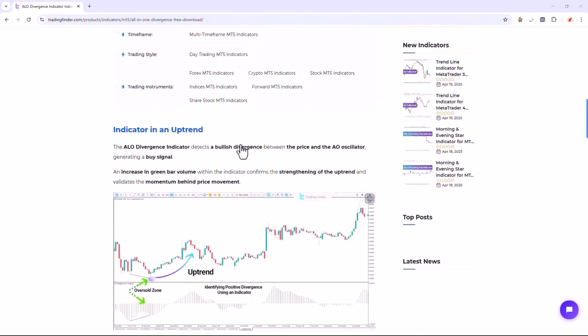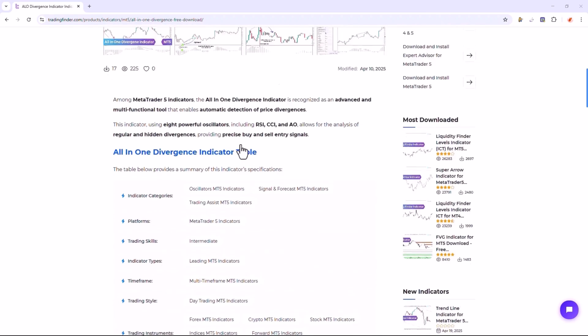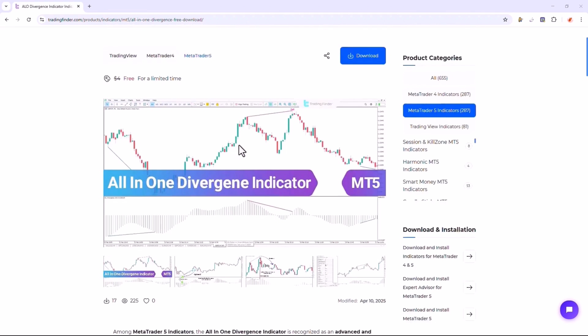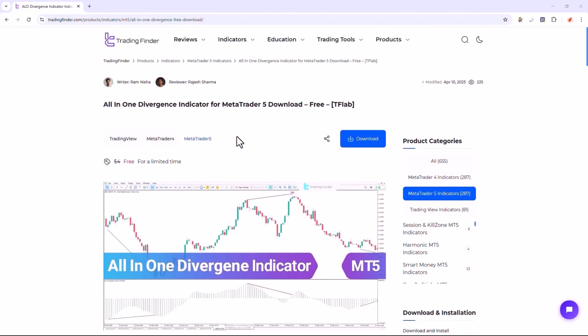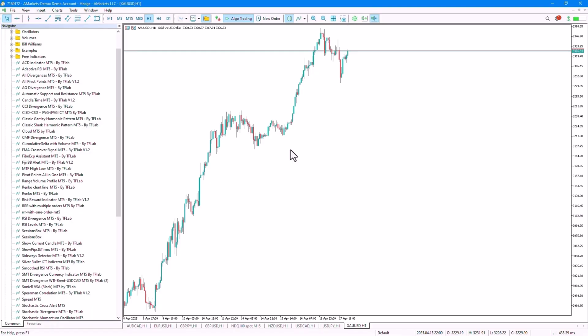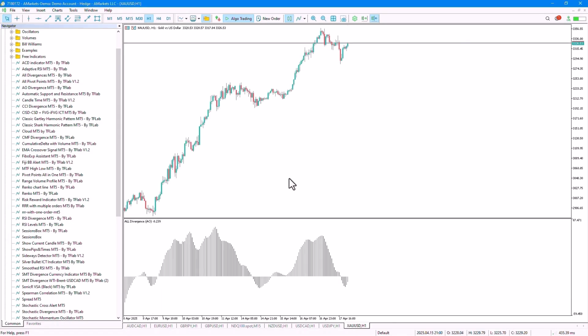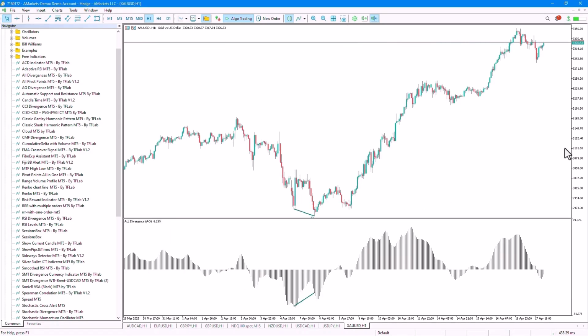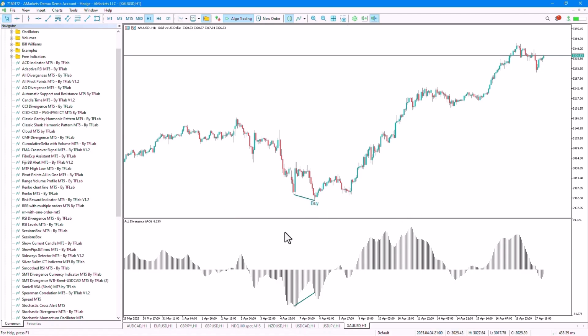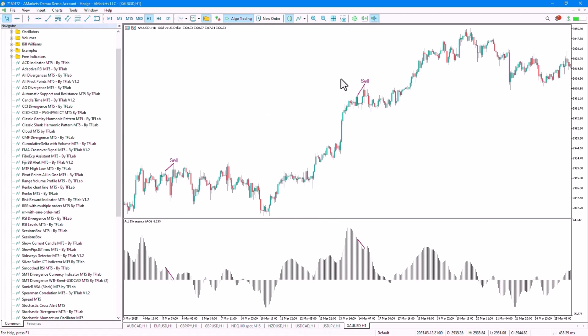From the Navigator section, we select the indicator file and execute the indicator by dragging the file onto the chart. Once the indicator is running on the chart, it begins to identify positive and negative divergences on the price chart.